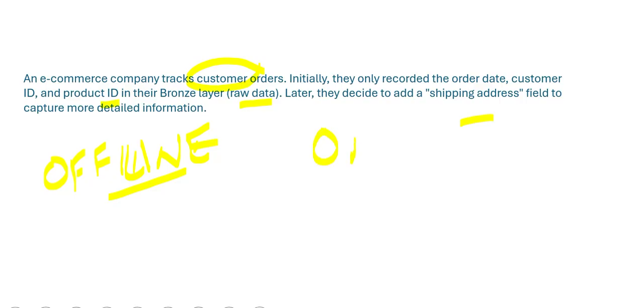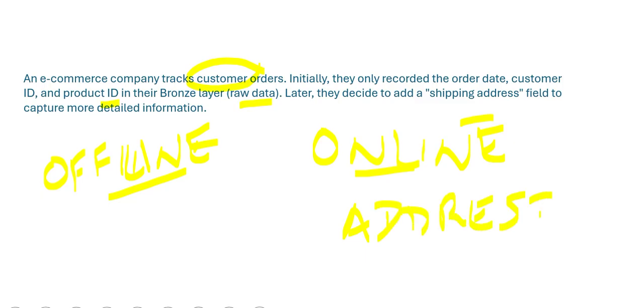Now they went online. So online means where do they dispatch the goods? They need an address. So that is why now this change is happening, because the business model changed. The company is changing its business model. They want to have offline and online both.